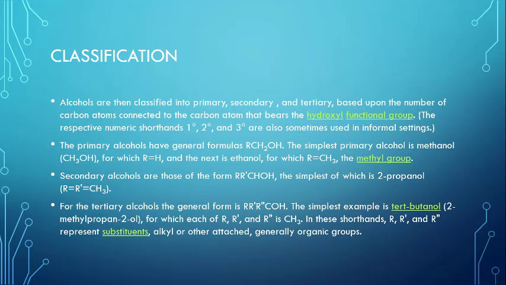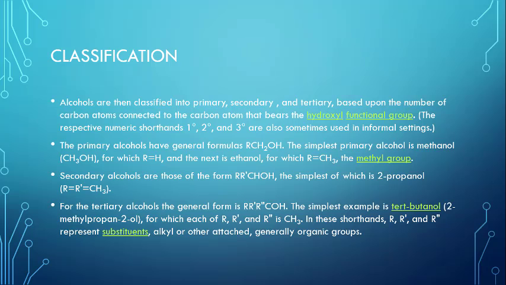Classification. Alcohols are classified into primary, secondary, and tertiary based upon the number of carbon atoms connected to the carbon atom that bears the hydroxyl functional group. The respective numeric shorthand 1°, 2°, and 3° are also sometimes used in informal settings. Primary alcohols have the general formula RCH2OH. The simplest primary alcohol is methanol, CH3OH, for which R is H, and the next is ethanol, for which R is CH3, the methyl group. Secondary alcohols are those of the form RR'CHOH, the simplest of which is 2-propanol.